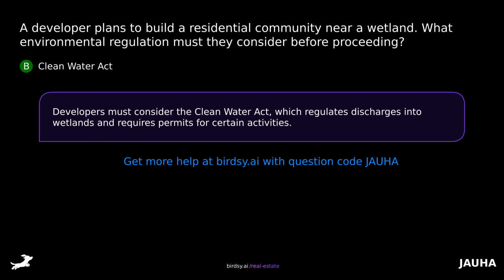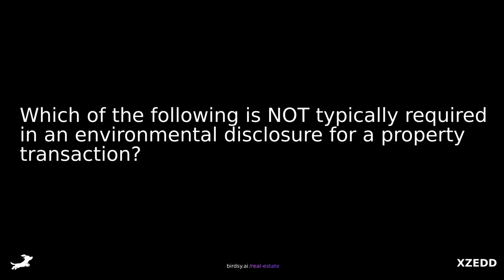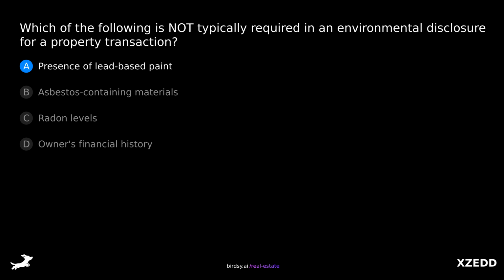Developers must consider the Clean Water Act, which regulates discharges into wetlands and requires permits for certain activities. Which of the following is not typically required in an environmental disclosure for a property transaction? Is it A, presence of lead-based paint, B, asbestos-containing materials, C, radon levels, or D, owner's financial history?